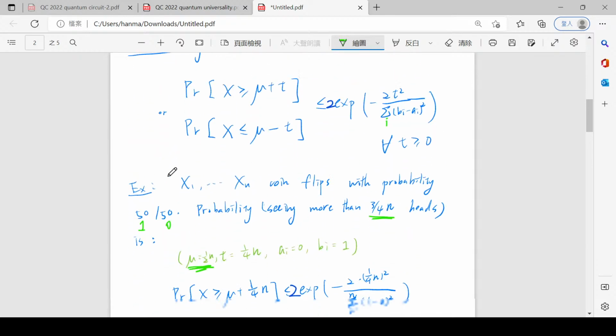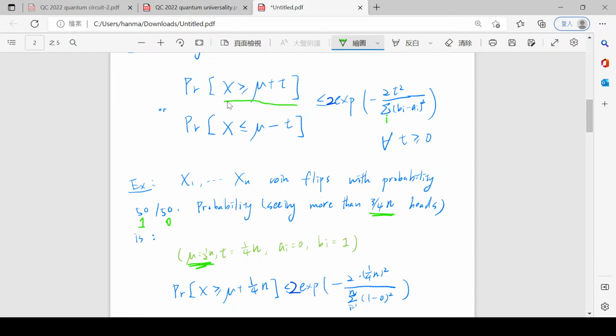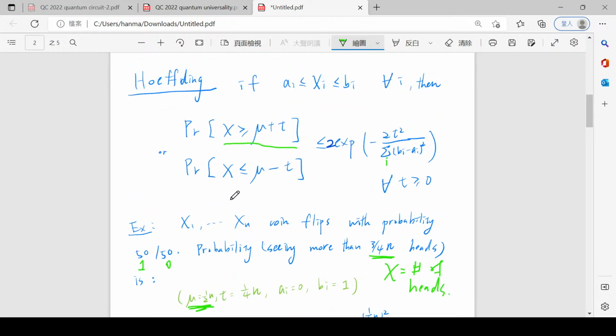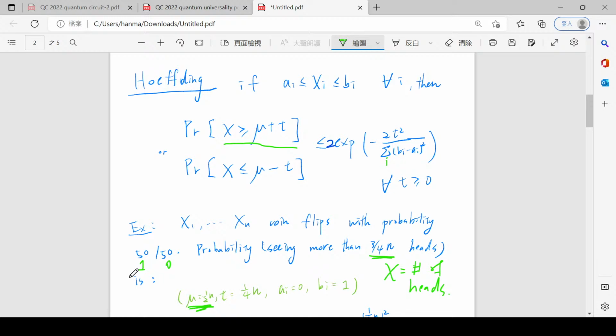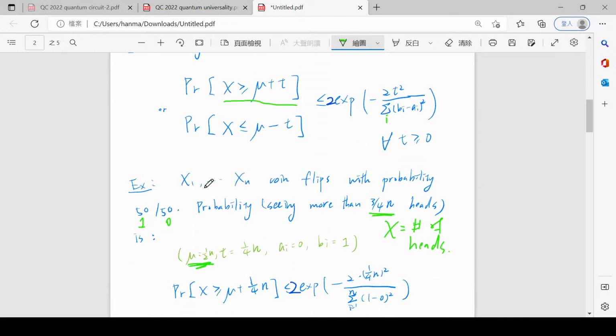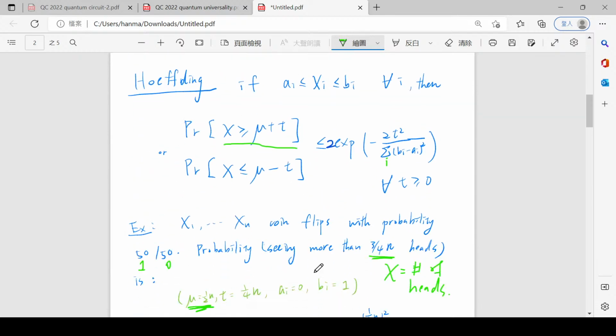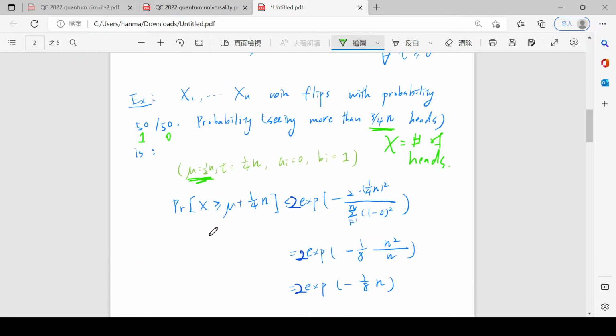Okay, and then you use this formula. Now your X is the total number of heads. The average should be, sorry, n/2. And the deviation here is 3/4 minus 1/2, so 1/4 n. Then what are ai and bi? Well, your coin toss only has two results, heads and tails, corresponding to 1 and 0. So 1 and 0 are obviously bounded between 0 and 1. And then we put these into this formula.